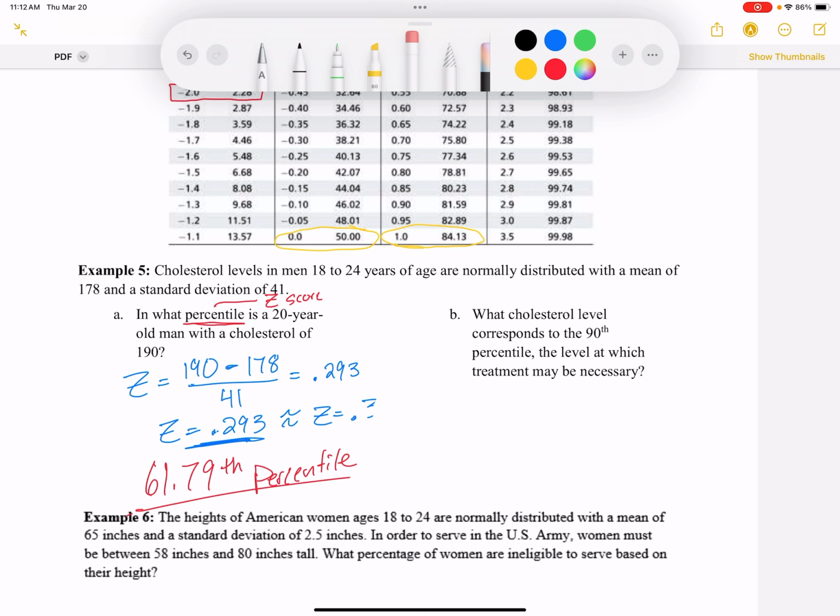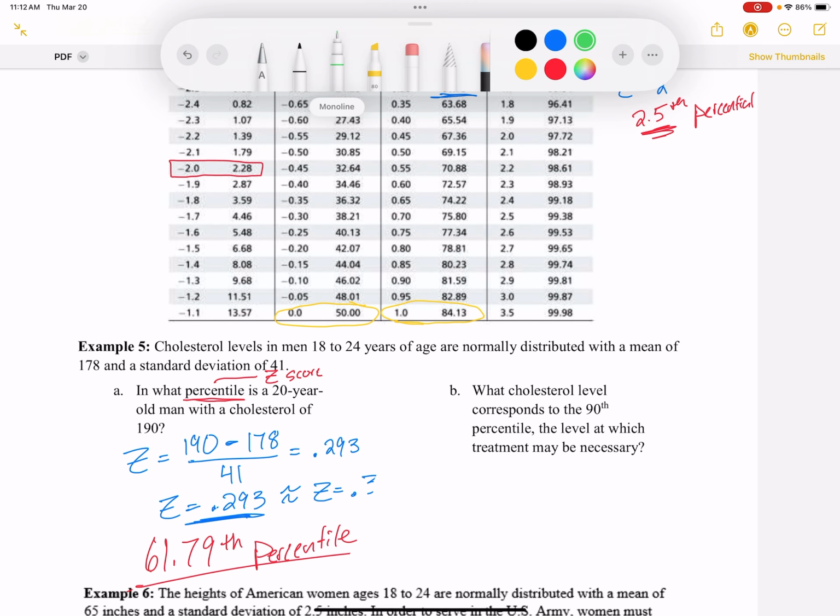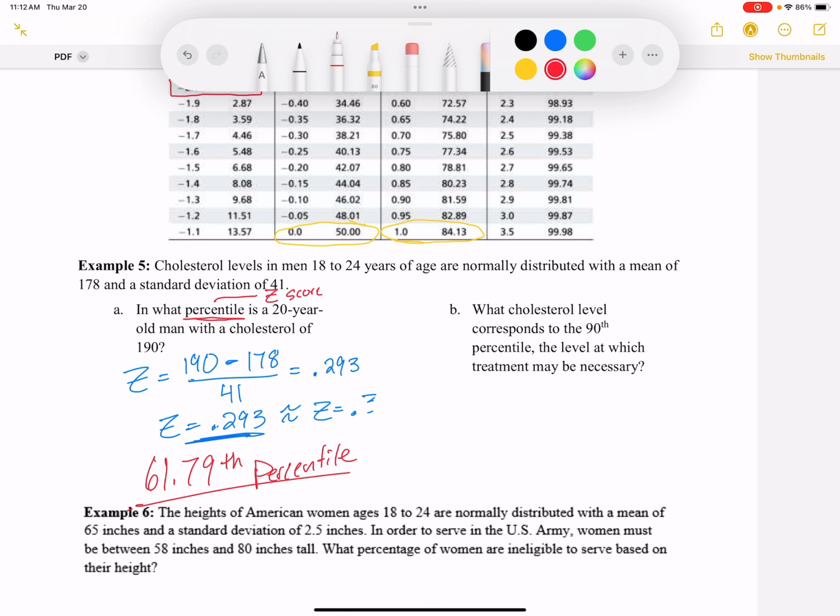So what cholesterol level corresponds to the 90th percentile? Let's look at this last question. It says, in what percentile is a 20-year-old man with cholesterol of 190? So it was asking about the percentile. We needed the z-score, and we had the cholesterol level. Here, it gives us the percentile. We need to find the z-score once again, and then we can figure out the person's cholesterol level.